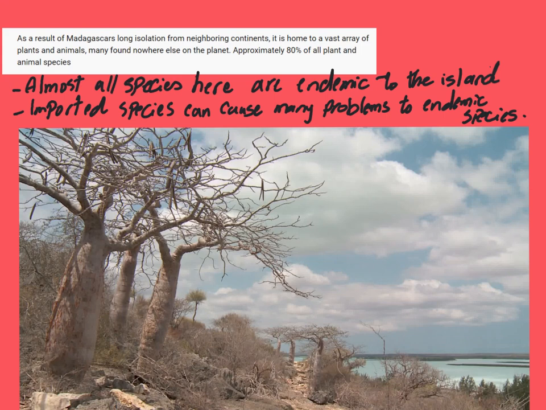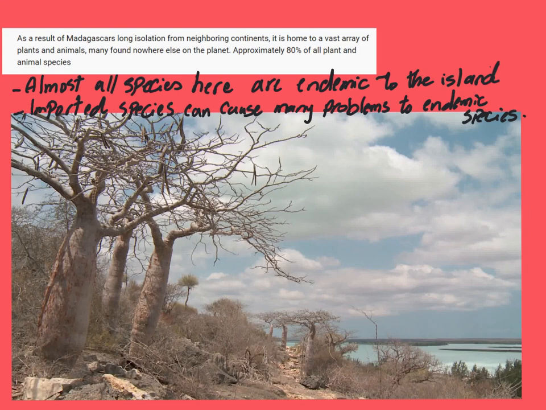We have an example here, as a result of Madagascar's long isolation from neighboring continents. It's a home for a vast variety of plants and animals, many found nowhere else on the planet. Approximately 80% of the plant and animal species exist only in Madagascar. Almost all species here are endemic to the island, while imported ones can cause many problems to endemic species.